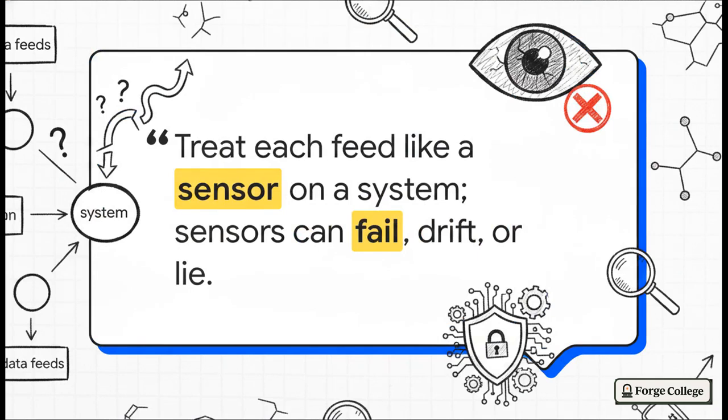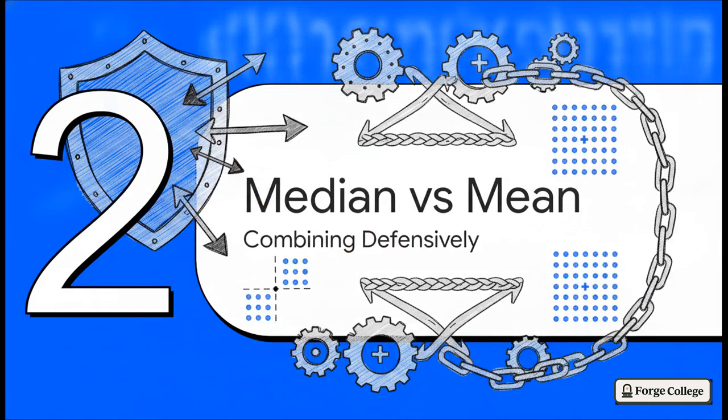And that brings us to a core philosophy that I want you to burn into your memory today. Treat each feed like a sensor on a system. Sensors can fail, drift, or lie. This is our brand new defensive mindset. We can no longer treat Oracle feeds as authoritative, indisputable sources of truth. We have to treat them as best effort inputs. We must always assume that feeds can be mispriced because of network errors, or hey, they might even be intentionally malicious.